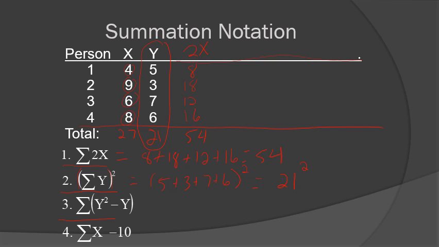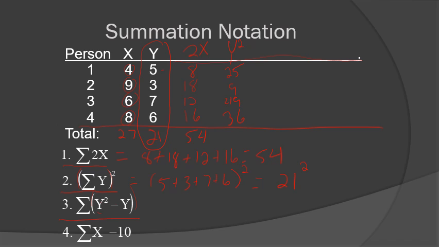Let's look at the next one. Now we've got parentheses around a bunch of different things, but we need to do them in order. We're doing our parentheses first, and within that, we're doing our exponent first, and then we'll do our subtraction. So we're going to do y squared first, our exponent. 5 squared is 25. 3 squared is 9. 7 squared is 49. 6 squared is 36.